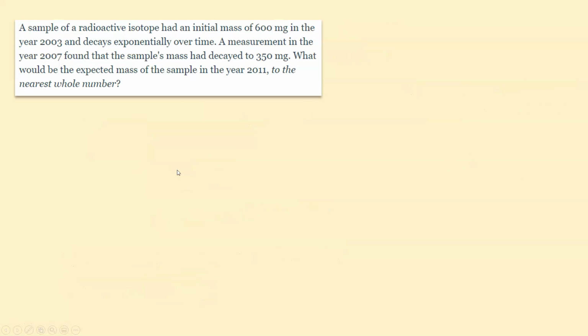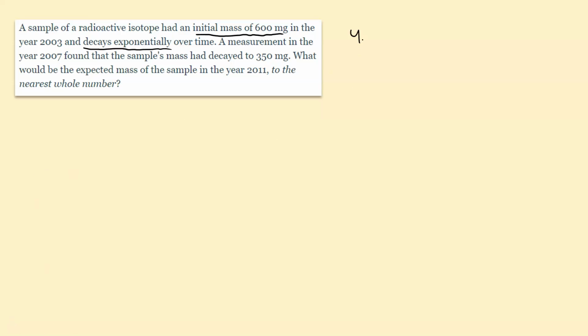And then one more example here. A sample of a radioactive isotope had an initial mass of 600 milligrams in the year 2003 and decays exponentially over time. A measurement in the year 2007 found that the sample's mass had decayed to 350 milligrams. What would be the expected mass of the sample in the year 2011 to the nearest whole number?